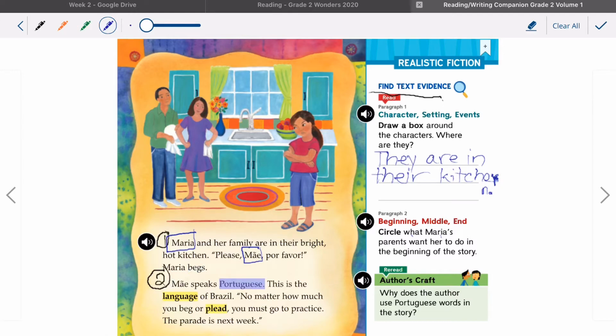Mai speaks Portuguese. This is the language of Brazil. No matter how much you beg or plead, you must go to practice. The parade is next week.